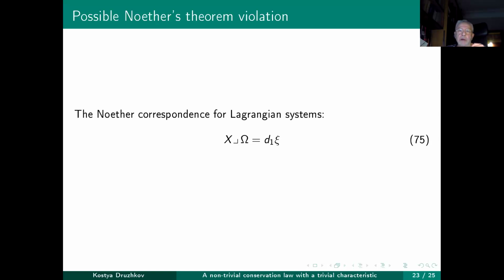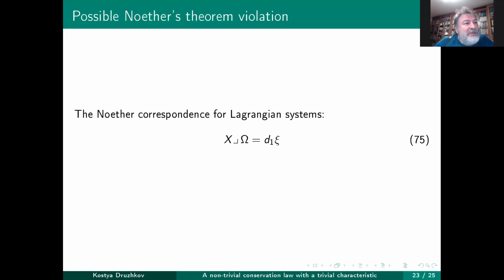Well, I would not say that it is a violation. I would say that it is a generalization of the Noether theorem to systems with gauge symmetries, quite natural. Yeah, but this is not a problem of gauge nature. I mean, the violation of the correspondence, because a non-trivial conservation law corresponds to gauge symmetries. Yes, but this is impossible. Not trivial, but with trivial characteristics. Yes, they are special. Yes, the violation of the correspondence.